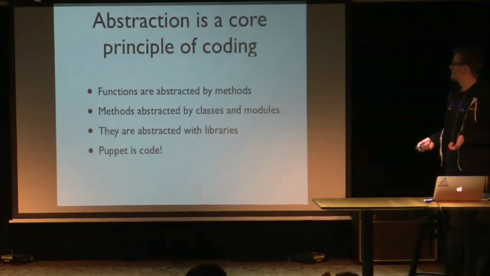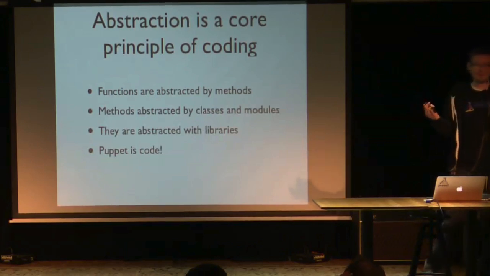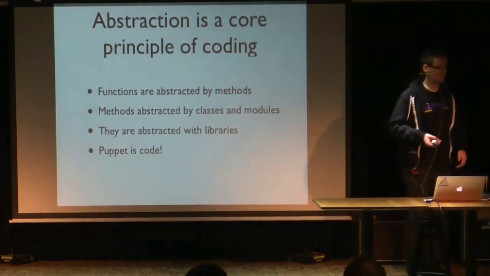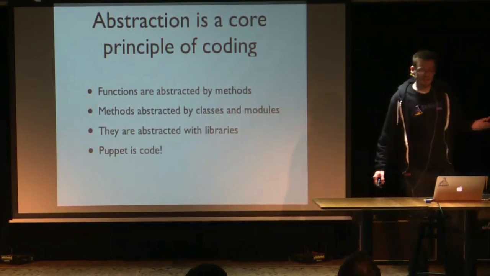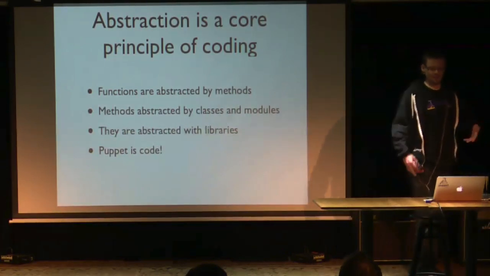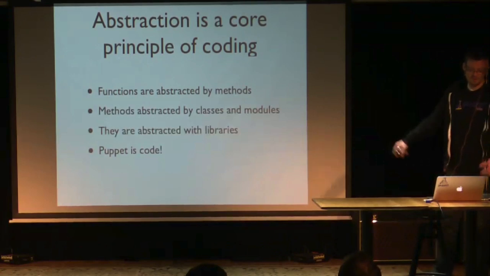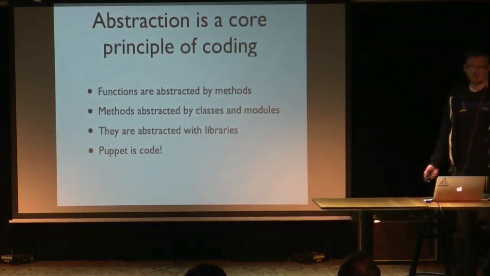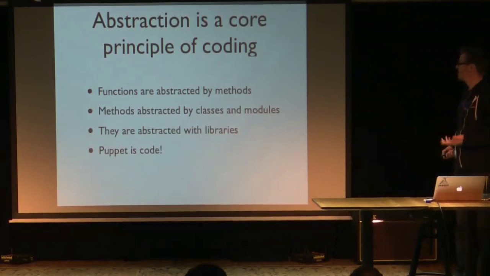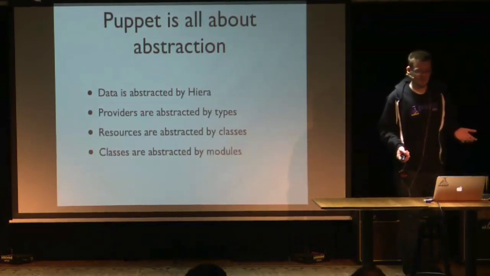It shouldn't surprise anybody, because abstraction has been a core principle of coding forever, since coding was invented. Functionality is abstracted by a method. Methods have classes and modules to abstract them, and they're abstracted with libraries. And Puppet is code, we said that earlier. So abstraction is good. And not only is Puppet code, but Puppet is all about abstraction.